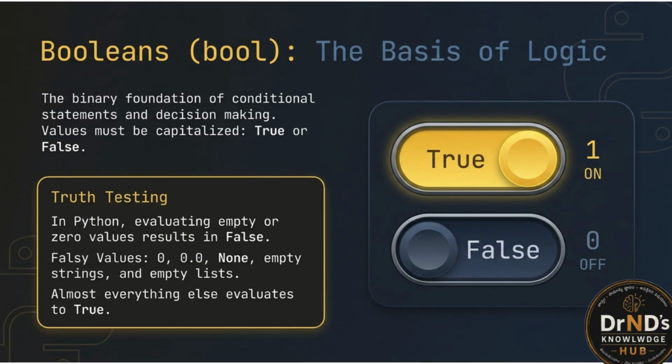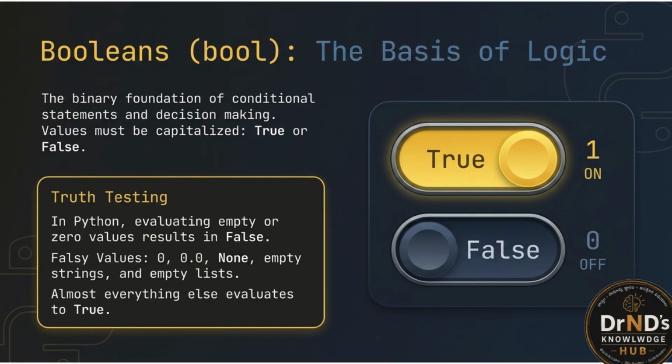Truth testing in Python. Python can also determine whether certain values should be treated as true or false. This process is called truth testing. Some values are automatically considered false. Examples include 0, 0.0, empty quotation marks, empty square brackets, and None. These are often called falsy values. Almost everything else is treated as true.